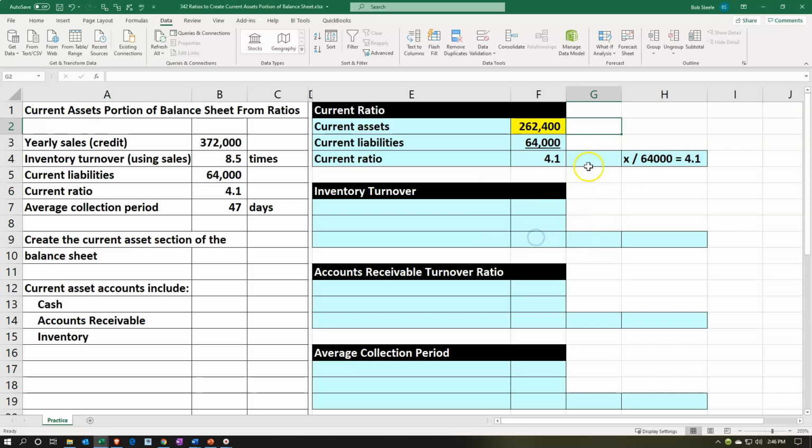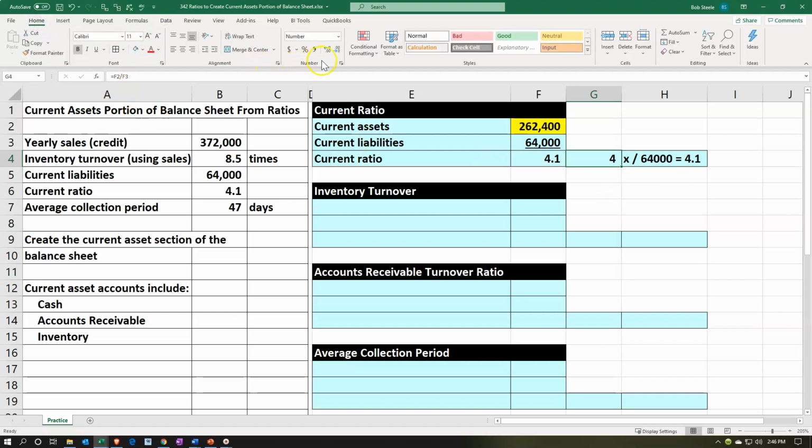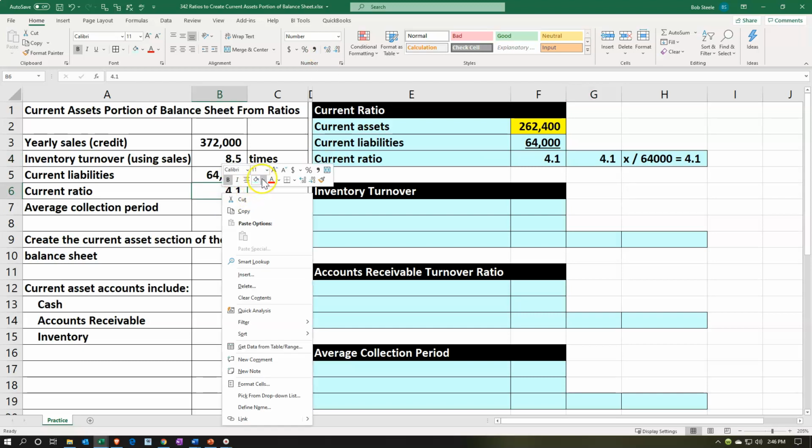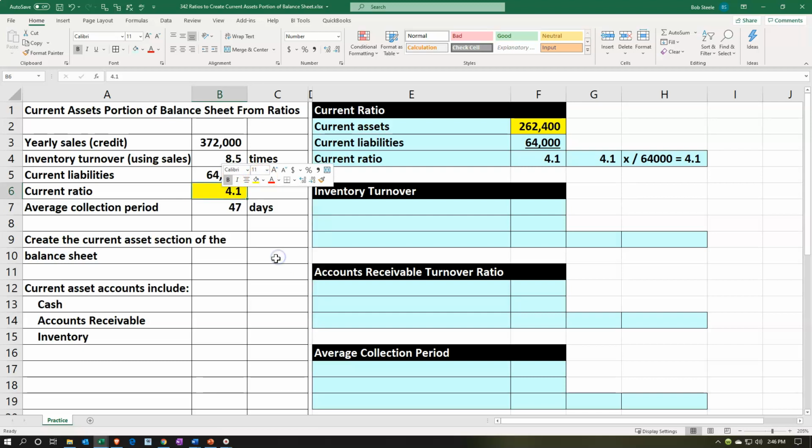So there we have it. Let's go ahead and double check the number now. Whether you did it with algebra or with goal seek, we can double check it by doing the math. This divided by this. Let's add a decimal, Home tab, Numbers, add a decimal. There's the 4.1. Okay, so we've broken down that ratio.